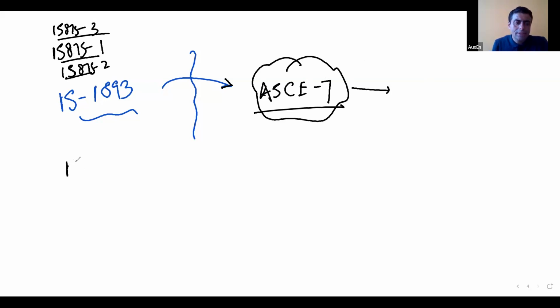And just like we have IS 800 for the design of steel structures, what is the code in the American context? Which code is similar to IS 800 when it comes to design and detailing of steel structures? So that code, if you are not aware, is AISC 360.